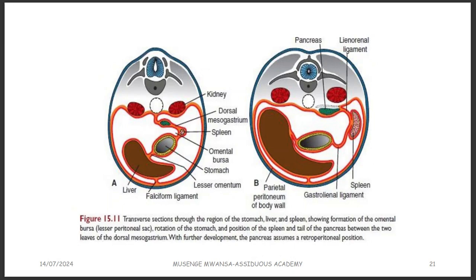So there's actually an opening that lets us go into the omental bursa. And you can see again, this is the omental bursa, this space here between the stomach and the dorsal mesogastrium. Okay. And then here is the lesser omentum, the connection between the liver and the stomach. The pancreas is there, developing in the what? In the dorsal mesogastrium. And it is outside the abdominal wall. So it is a retroperitoneal organ.